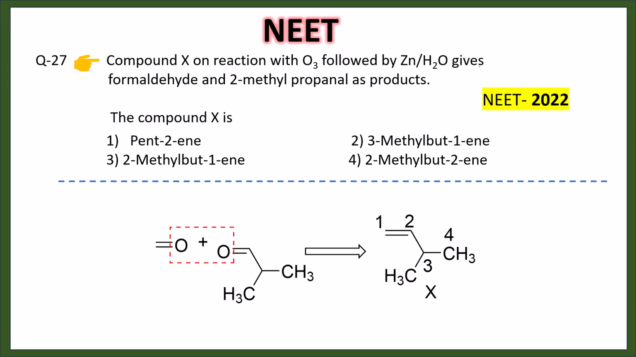Now question number 27. Compound X on reaction with ozone followed by zinc and water treatment gives formaldehyde and 2-methyl propanal. So we have to find out the alkene X. So this is formaldehyde plus this 2-methyl propanal. So 1, 2, 3, 2-methyl, and after combination we can find this alkene X. So this one, 3-methyl-1-butene.